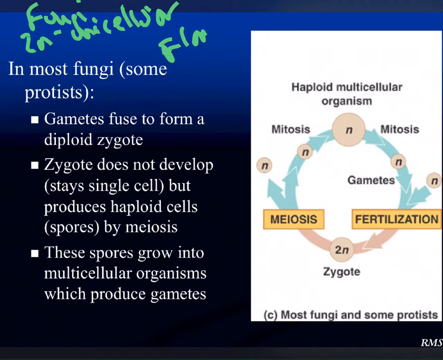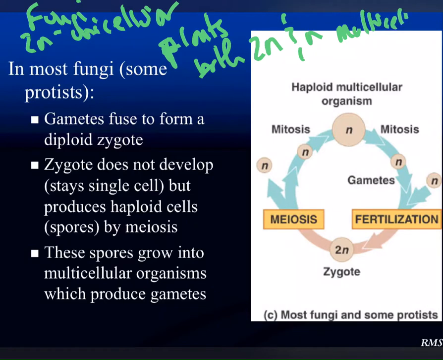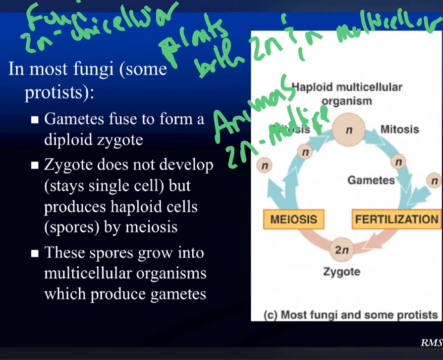In plants, both 2N and N are multicellular. And in animals, it's the 2N that's multicellular, and the N is unicellular. So that's the key to understand there.